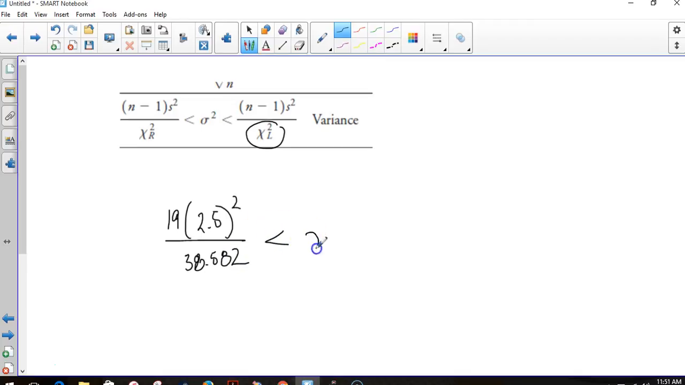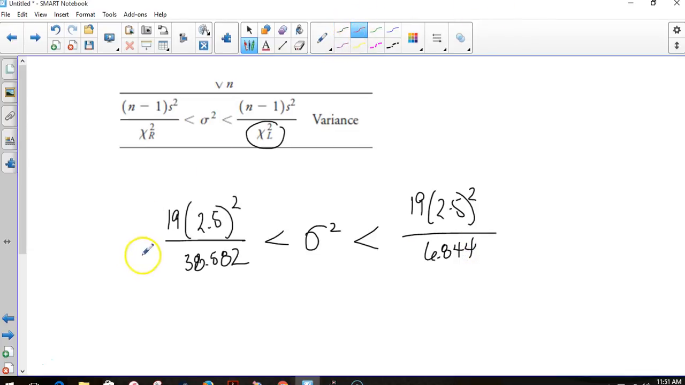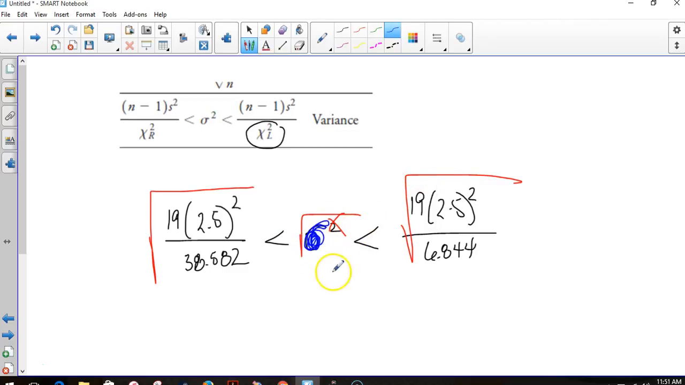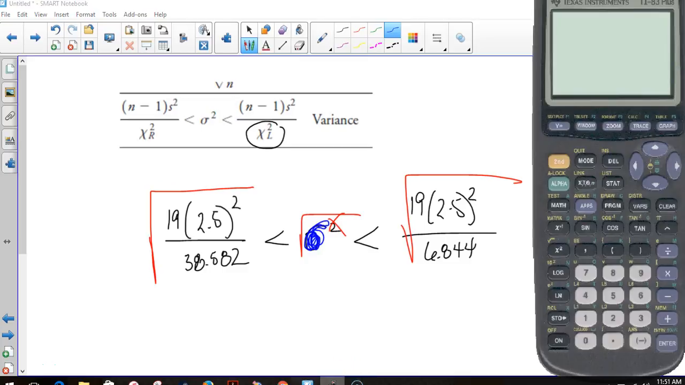over here. That is the low end, almost the same on the other side, except my denominator is going to be that 6.844. And so I don't have to type these numbers in my calculator twice, I'm going to just take the square root right away. That way I'm really only going to be talking about sigma, which is all I really care about, and not variance.